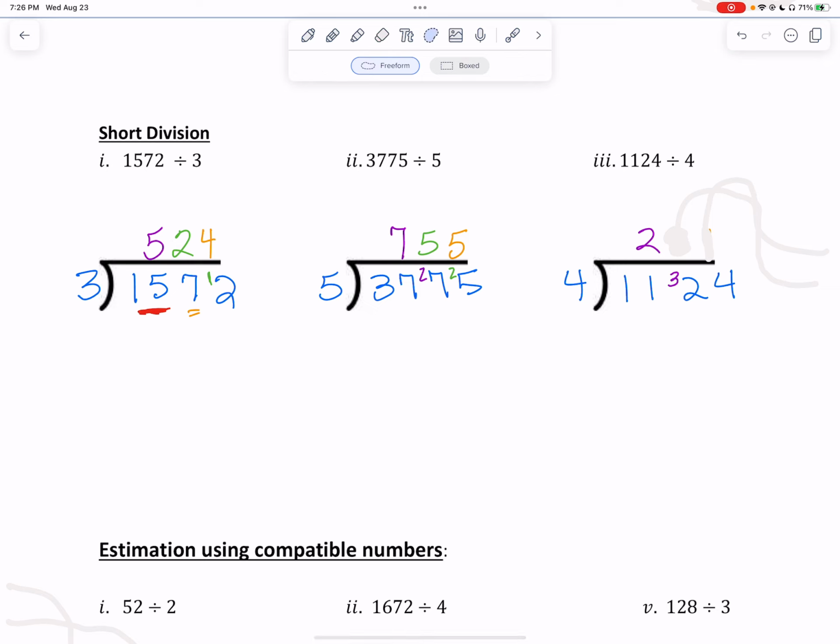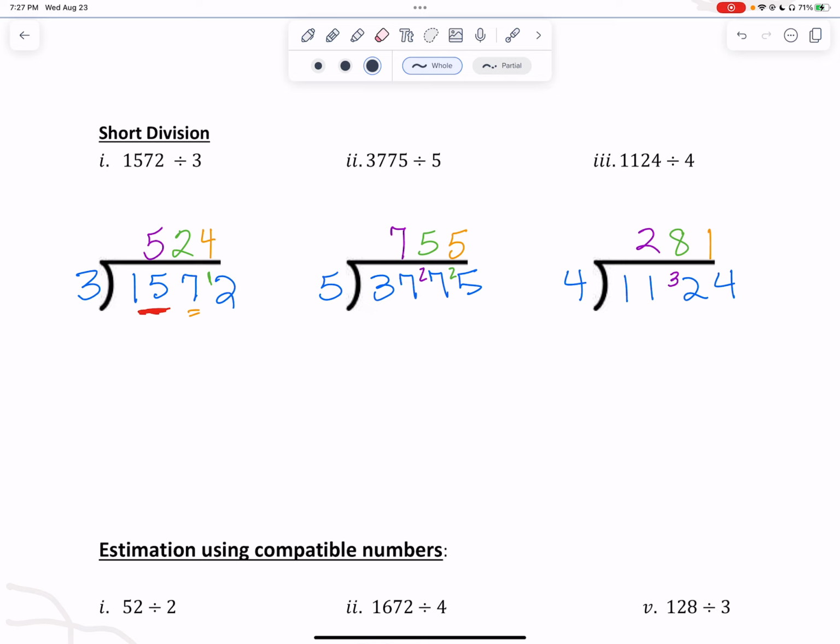Now I'm going to say, how many times does 4 go into 32? So it goes into 32 8 times. Okay. Is there any remainder? No, 8 times 4 is 32. So I don't have any little bitty number to put here. Okay. And then 4 goes into 4 one time. So my answer is going to be 281.